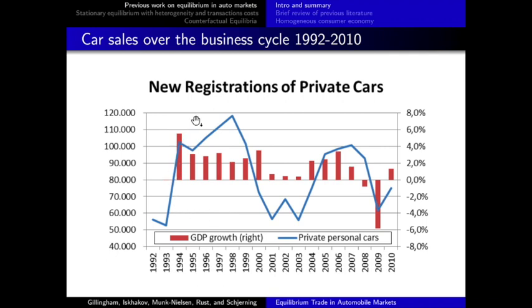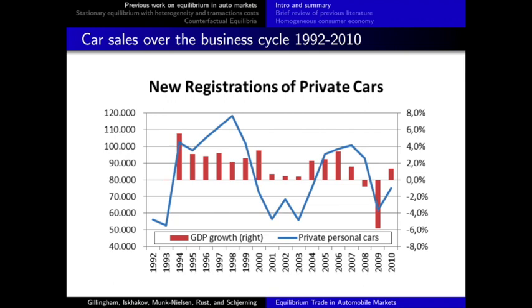This is the registration of cars that you see over time, and you see it follows pretty much the same patterns as the registration taxes, which are proportional to the value of the car that the consumers are buying. So this is just in numbers of cars. Of course, the value of the individual cars has changed over the business cycle as well, but it's also true in numbers. Here you've got the GDP growth, and you see this curve is low when GDP growth is low, and then in the upturns people rush out and buy cars.